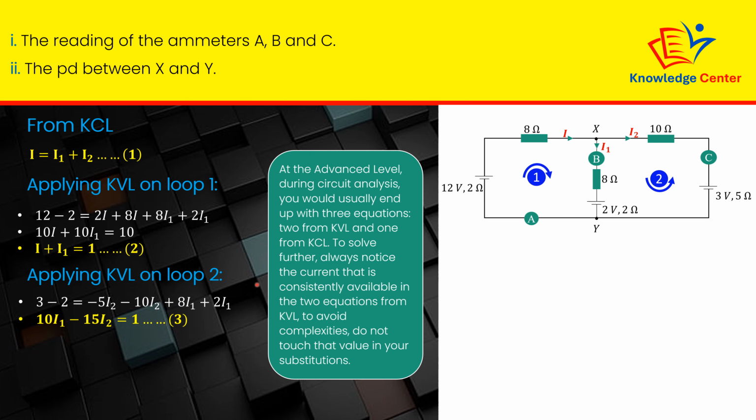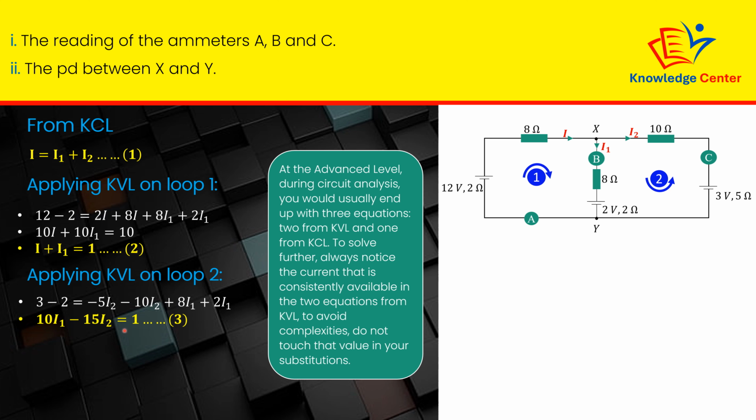It's really important at the advanced level, this is the note that I've put here, that you recognize that whenever you get the two equations from Kirchhoff's voltage law, equation 2 and equation 3 in this particular case, there's always going to be one current value that is consistent for both of these two equations. Don't touch that current value. Watch this. This is I1 here. This is also I1 here. Don't touch that. You can touch I, you can touch I2.